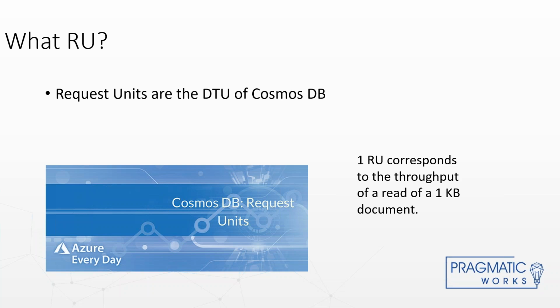And DTUs, there's other options now on the Azure SQL side. You can go with the hyperscale and things like that, but on the RU side, in Cosmos DB, there is a specific definition of what an RU is. One request unit corresponds to the throughput of a read of a 1 kilobyte document. Which is great to actually have that definition, but it still doesn't entirely tell you what your RUs are going to be, because none of our documents were that small. I think the smallest ones were probably 20 kilobytes, and the largest ones, a couple hundred.